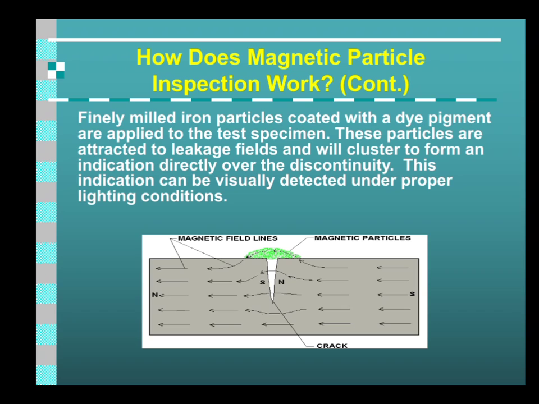How does magnetic particle inspection work? Finally, mild iron particles coated with a dye pigment are applied to the test specimen. These particles are attracted to leakage fields and will cluster to form an indication directly over the discontinuity. This indication can be visually detected under proper lighting conditions.